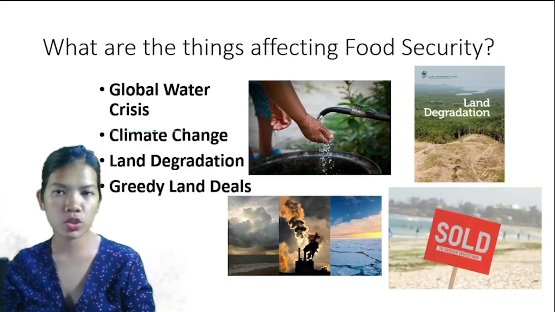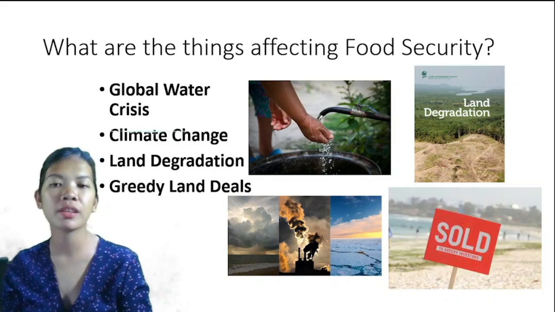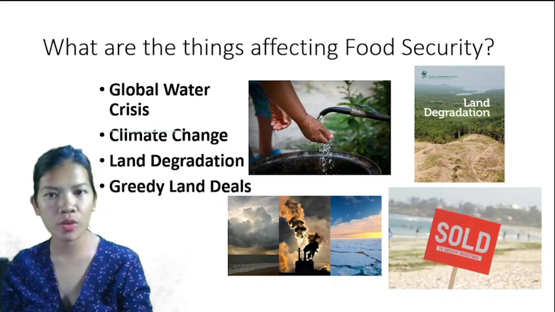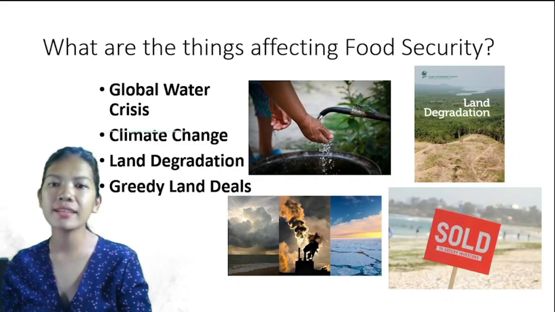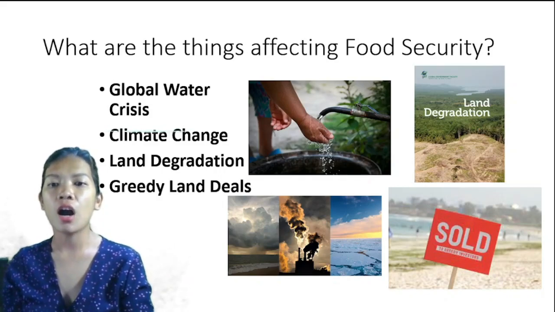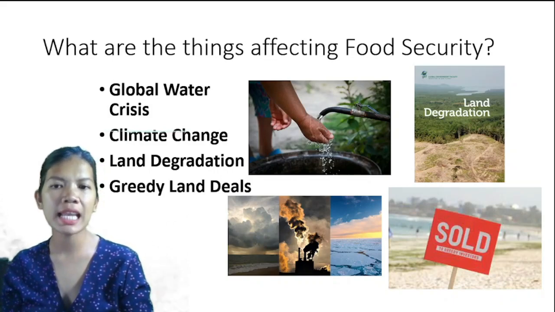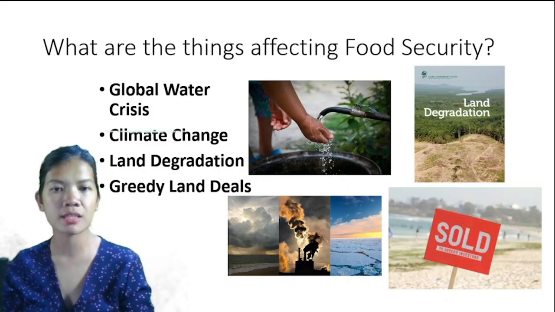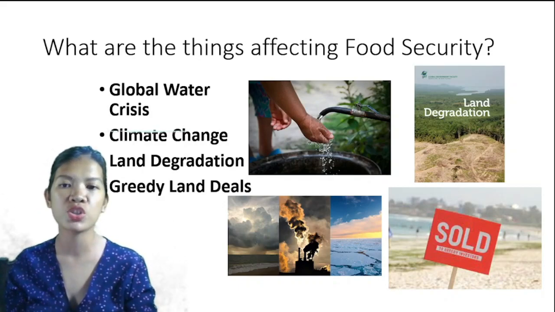The second one is climate change. The rising of global temperatures is beginning to have a ripple effect on crop yields, forest resources, water supplies, and altering the balance of nature. Land degradation, on the other hand: intensive farming leads to a vicious cycle of exhaustion of soil fertility and the decline of agricultural yields. Greedy land deals: corporations and governments buying rights to millions of acres of agricultural land in some of the developing countries to secure their own long-term food supplies.